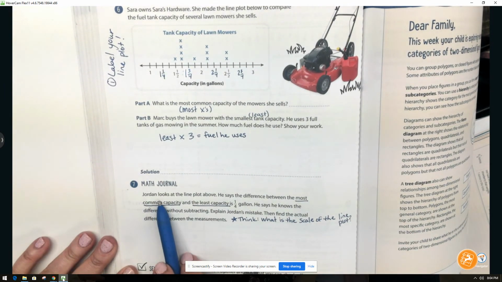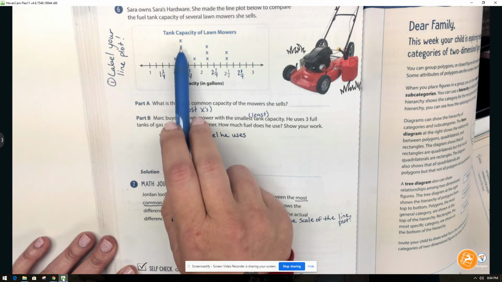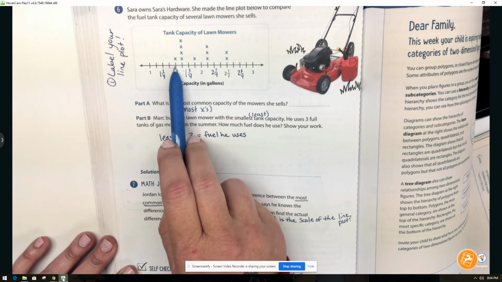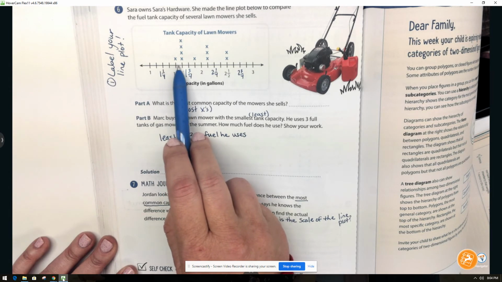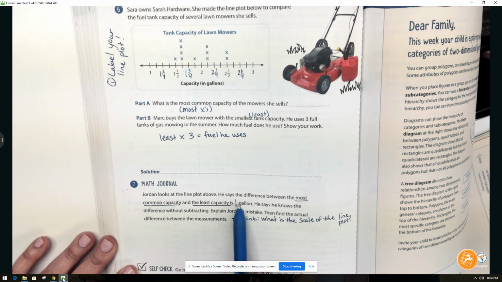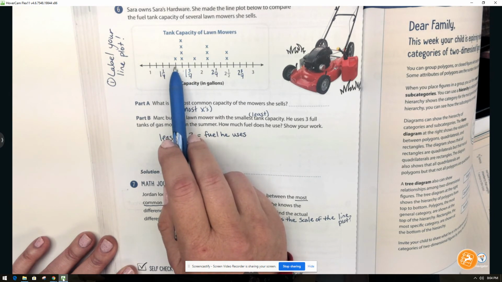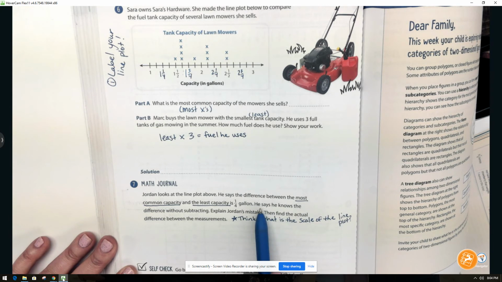Finally, number 7 says, Jordan looks at this line plot above. He says the difference between the most common capacity, so that's the one that has the most X's, and the least common capacity, the difference here, he says is 1/4 of a gallon. So is the difference between this value here and this value here 1/4 of a gallon? He says he knows the difference without subtracting. Explain Jordan's mistake. So it's not 1/4. Then find the actual difference between the measurements.